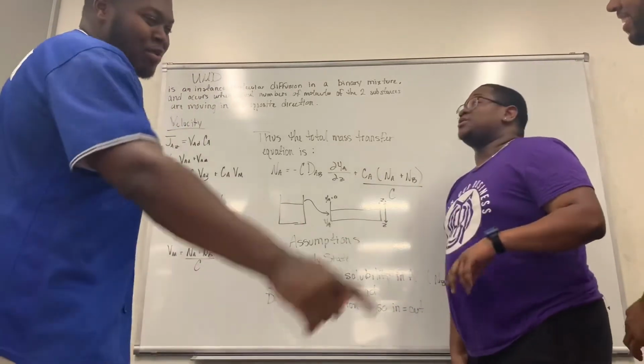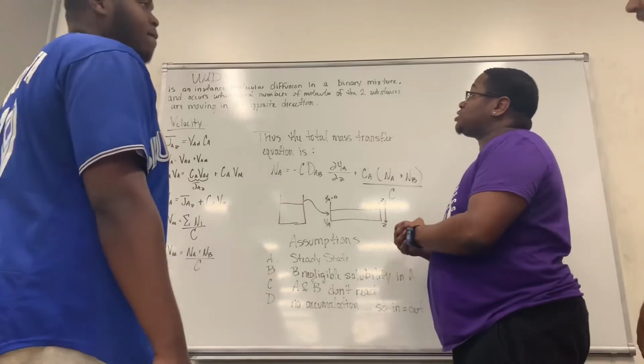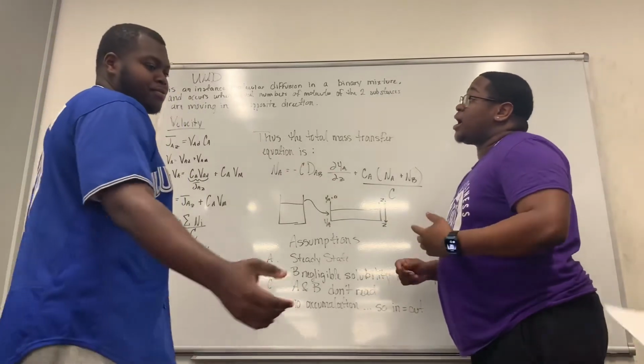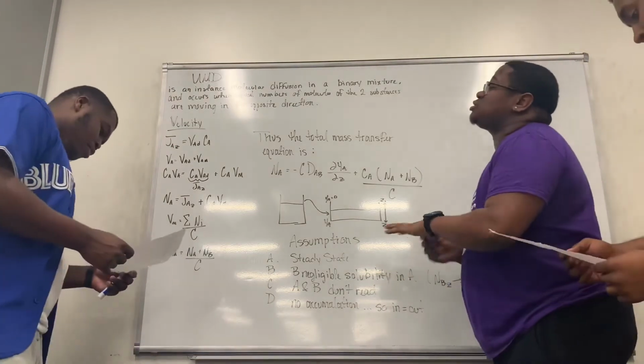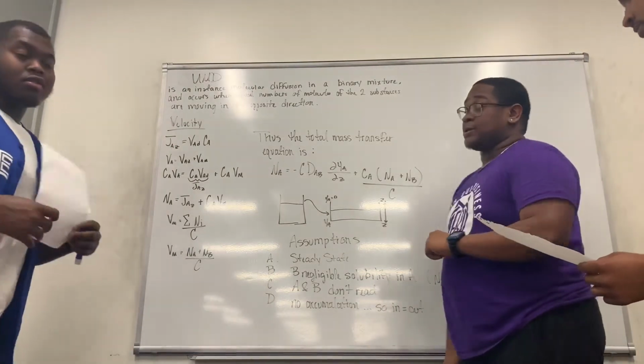Today we'll be talking about unimolecular diffusion. The definition of that is an isomolecular diffusion in a binary mixture that occurs when equal numbers of molecules of the two substances are moving in the opposite direction.